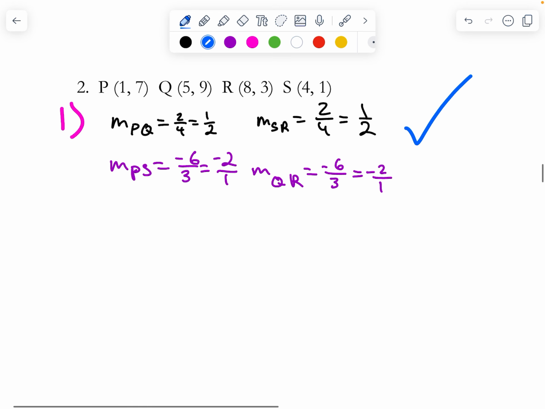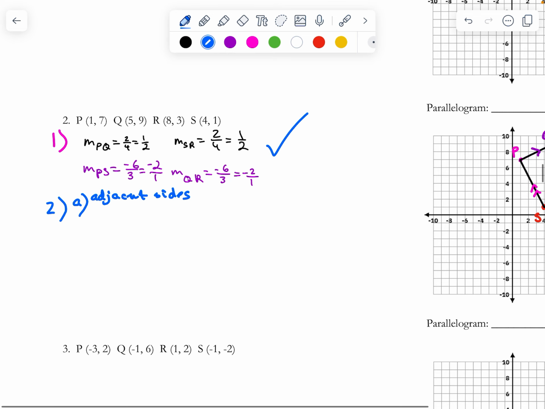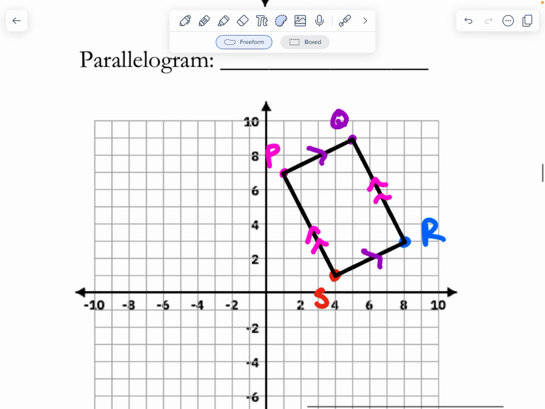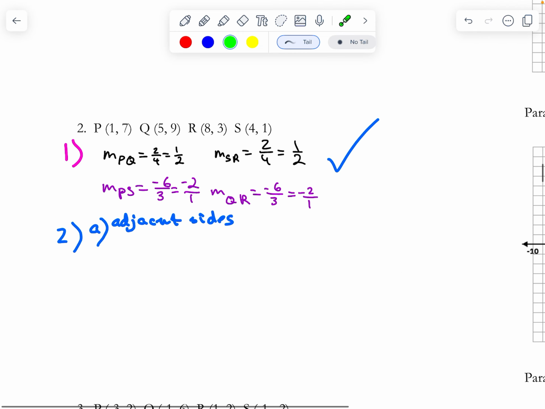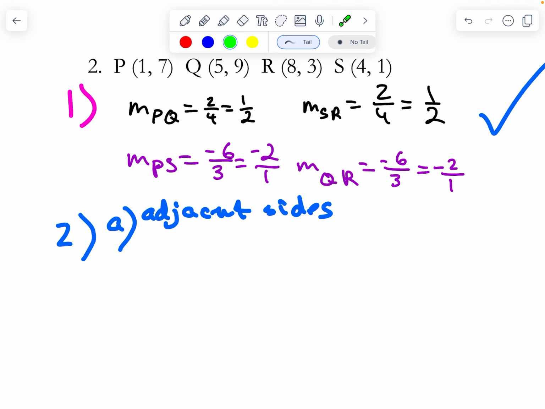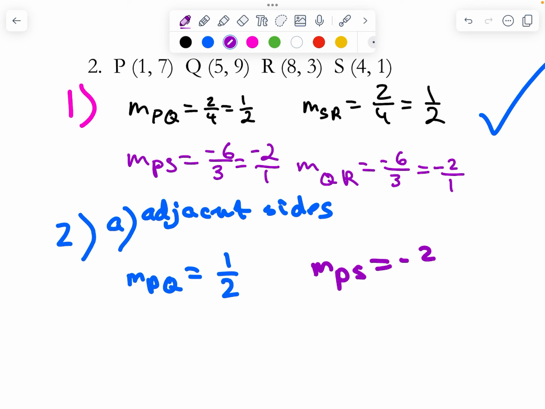The next thing we have to compare is adjacent sides. So I'm just going to call this 2A. Let's look for the adjacent sides. Are those perpendicular? Well, let's take a look. If I'm going to use PQ and PS, you can use any adjacent sides. I'm just going to use these two, PQ and PS. So the slope of PQ is 1 over 2. And the slope of PS is negative 2 over 1.